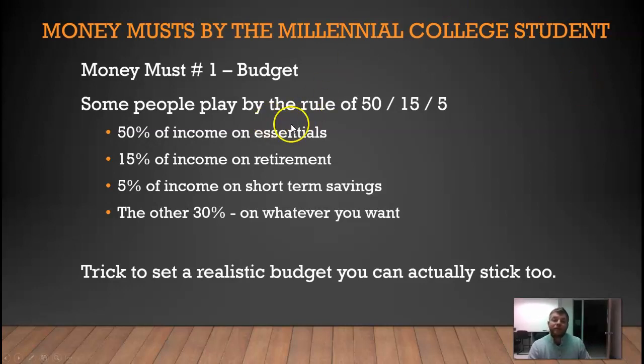Usually we pay rent every month, or insurance, or a car payment, whatever it is. So some people play by the rule of 50, 15, 5. So 50% of your income's on essentials, living, and this could be food, all of the things that you need, your cell phone. 15% of your income's on retirement, and 5% of your income is on short-term savings. Now, the other 30% is on whatever you want.